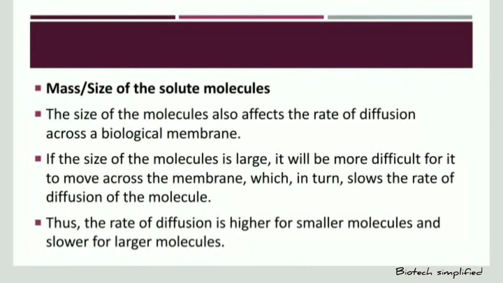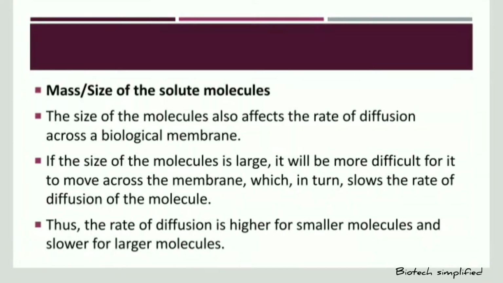The second factor which affects diffusion is the mass or the size of solute molecules. If the size of the molecule is large, it is difficult for these molecules to cross the membrane, so the rate of diffusion is less. When the molecule size is small, the rate of diffusion will be more. So, we can conclude that the diffusion rate is higher when a particle is small, and slower when the particle size is larger.